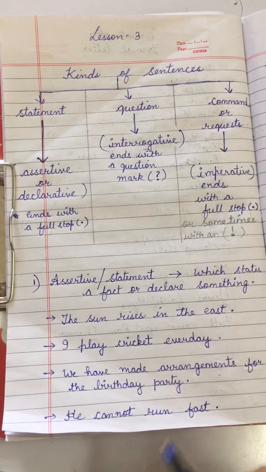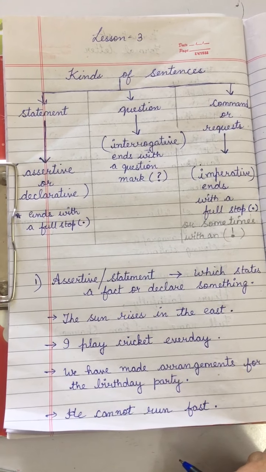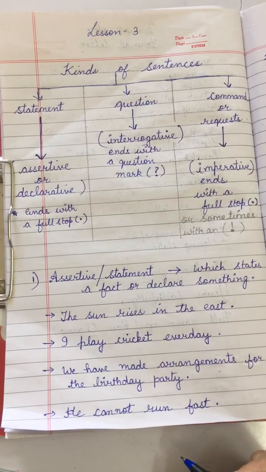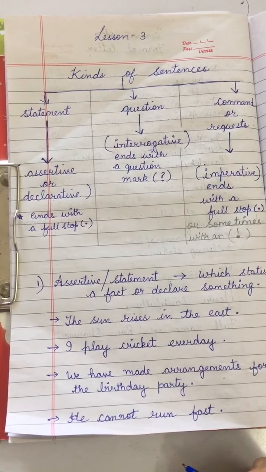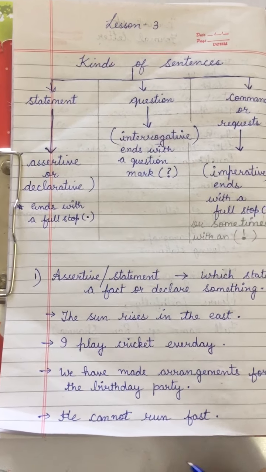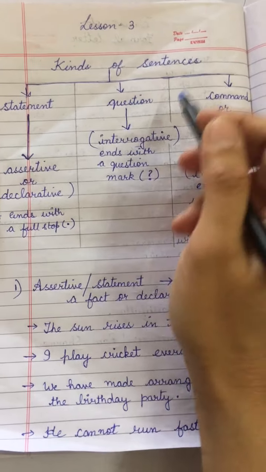Today we are going to start with kinds of sentences. In the previous class we have studied the sentence. What is a sentence? That is a group of words which, when we combine them together, makes a complete sense and expresses a thought is called a sentence.